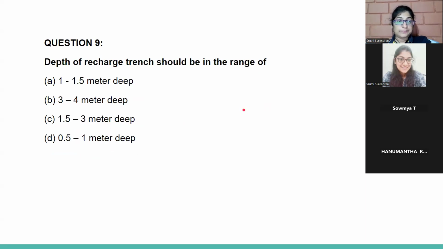Okay, moving on. The depth of the recharge trench should be in the range of. So recharge trench would again be a method of artificial recharge of groundwater. What is the condition or the dimension of a recharge trench? The required dimension of a recharge trench is the question. You can drop in your answers in the chat box, after which I'll be discussing.